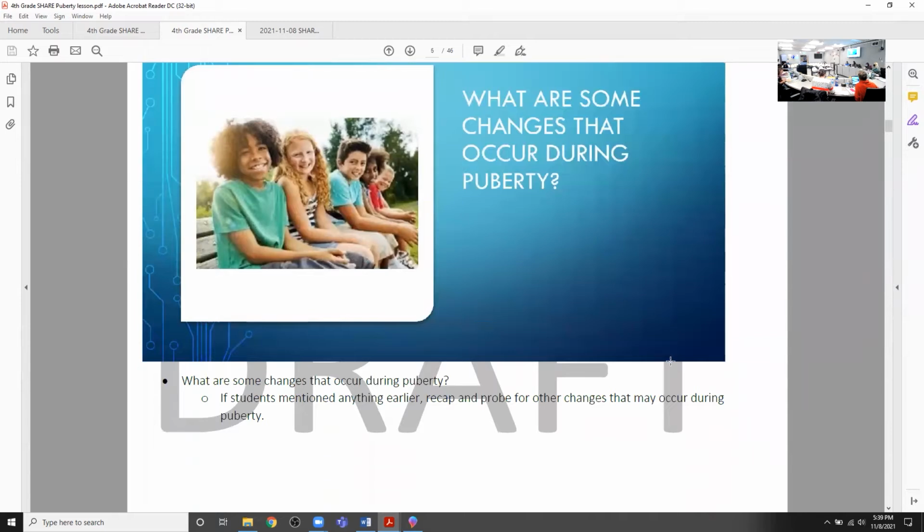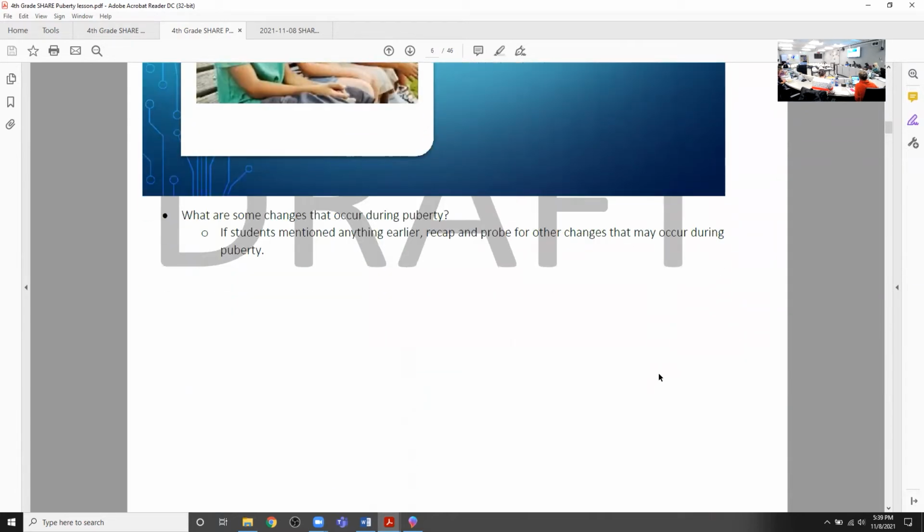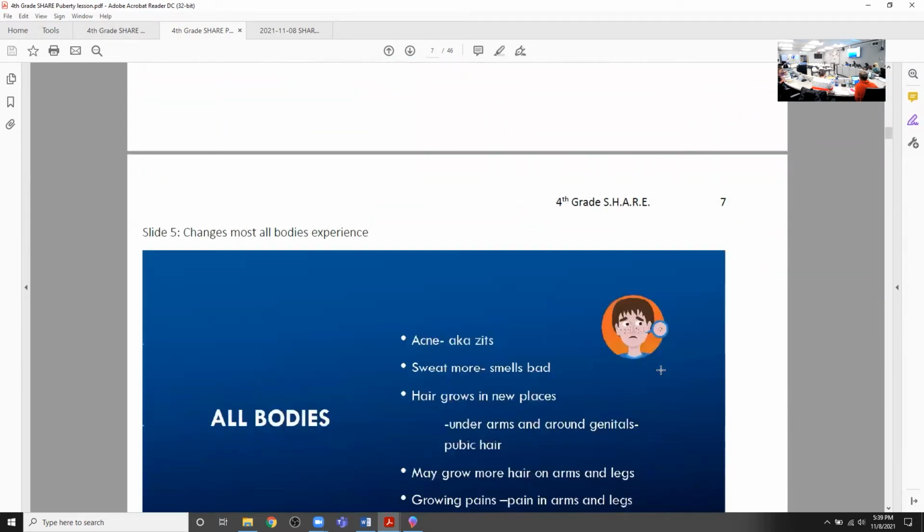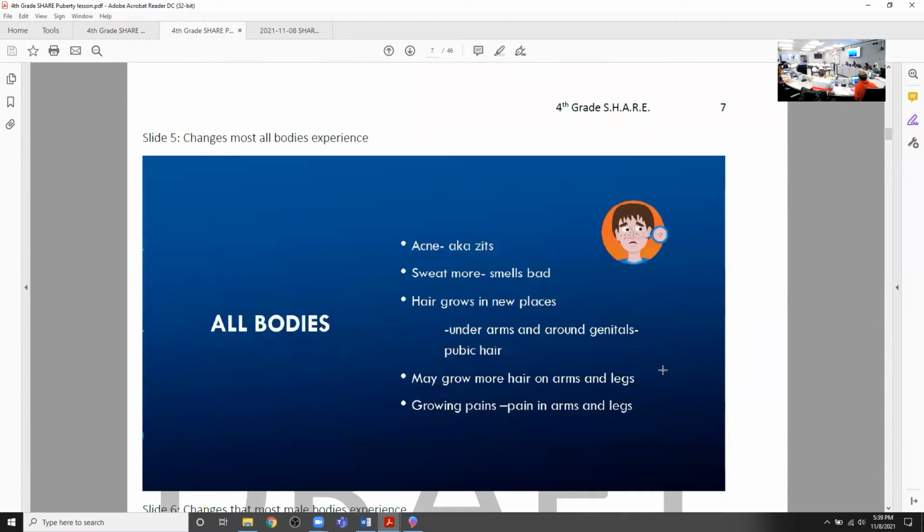What are some changes that occur during puberty? If students mentioned anything earlier, recap and probe for other changes. Changes most all bodies experience: acne, aka zits. They sweat more and it starts to smell bad. Hair grows in new places, under the arms and around the genitals. Pubic hair may grow, with more hair on arms and legs. Growing pains, pains in the arms and legs.